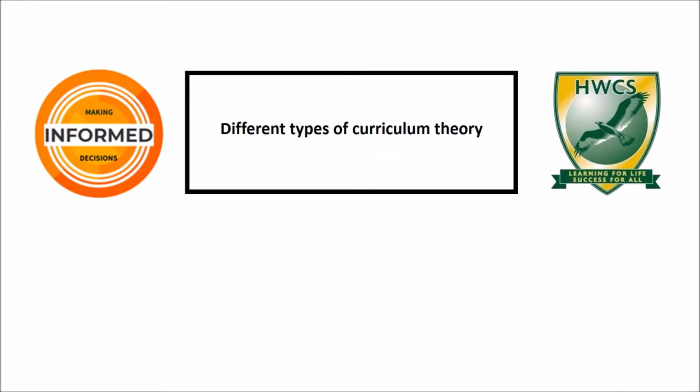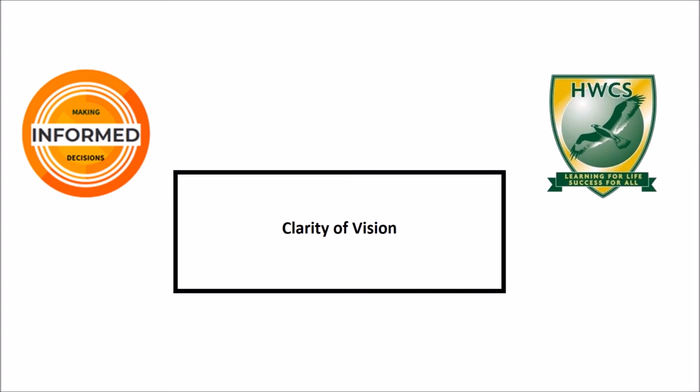So today what we're going to talk about is all things curriculum, and particularly different types of curriculum theory. So we'll start with our vision as a school. So we know that it's really important that there's a clarity of vision around what we are trying to achieve at Harrow Way.